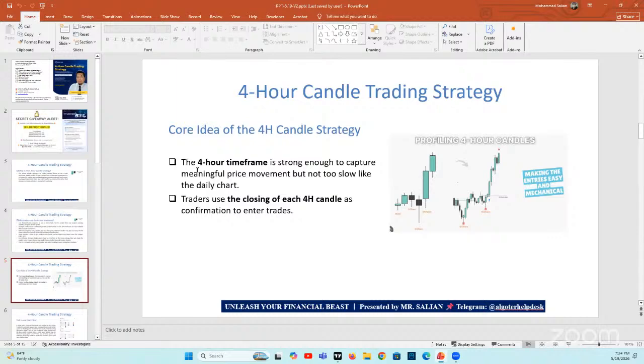Okay, when you finish the 4 hour, a new candle will appear, and from there you will now have the strategy how to trade this, because a new 4 hour candle will give some telltale signs. Okay, what you should do, and as I will show you later on in the chart.